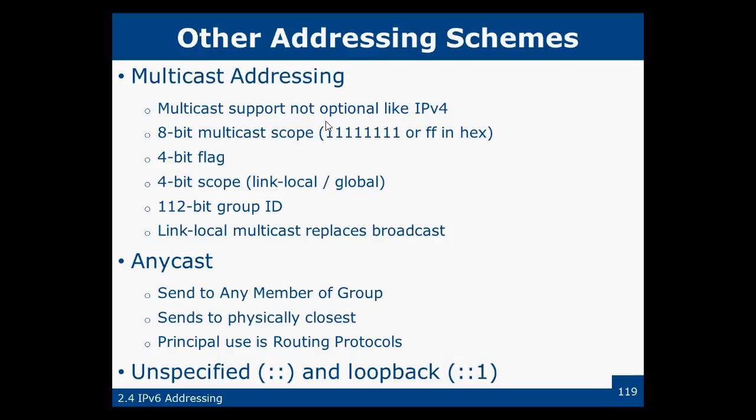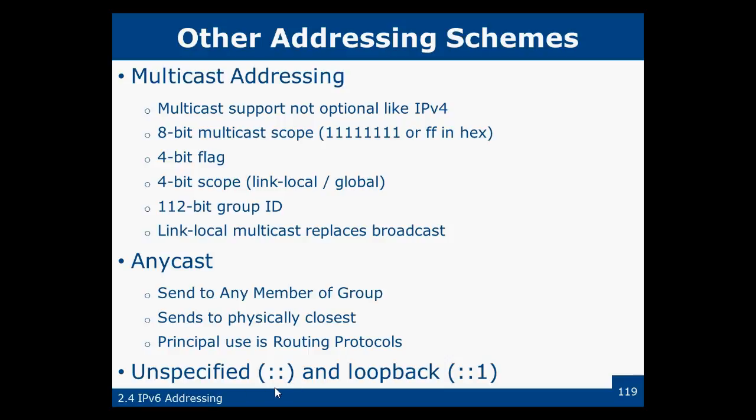Other addressing schemes, a multicast is not optional. We said that earlier. The 8-bit multicast prefix, or FF in hex, then we have a 4-bit flag, a 4-bit scope, link local or global, and then a 112-bit group ID for the multicast. Link local multicasts replace the broadcast. There are no broadcasts in IPv6. And the anycast can send to any member of the group and is typically sent to the one that's closest. And the principal use for the anycast is for routing protocols.